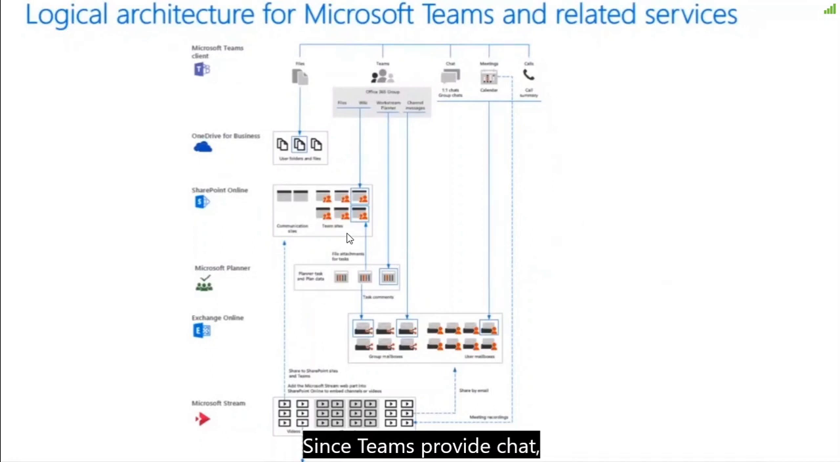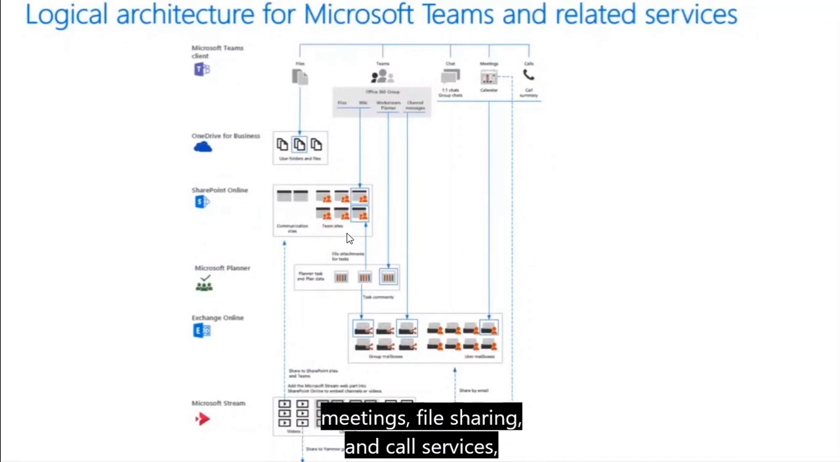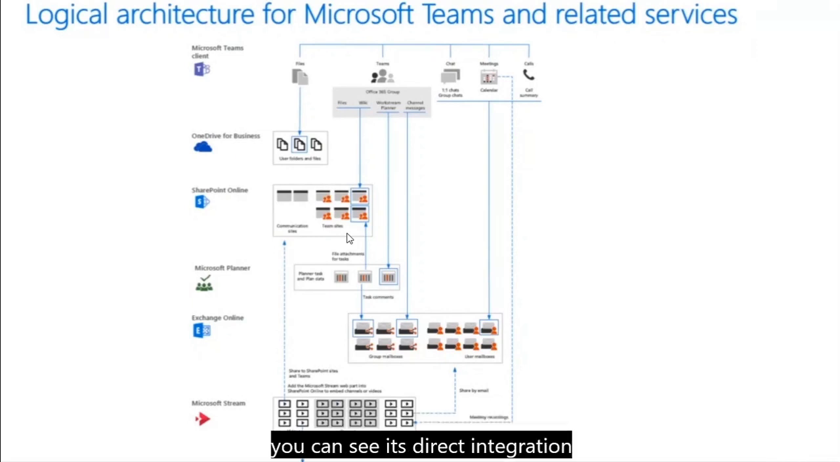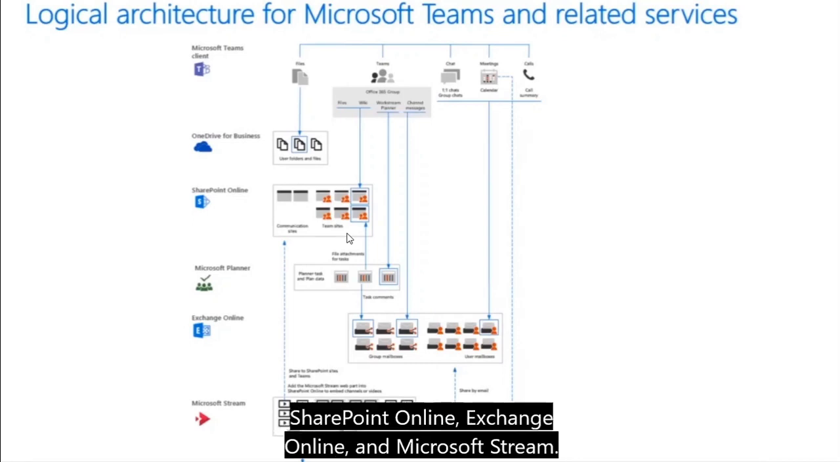Since Teams provides chat, meetings, file sharing, and call services, you can see its direct integration with our other Office 365 workloads, including OneDrive for Business, SharePoint Online, Exchange Online, and Microsoft Stream. If Microsoft Planner has been integrated with Microsoft Teams, then it will also be part of that use and integration.